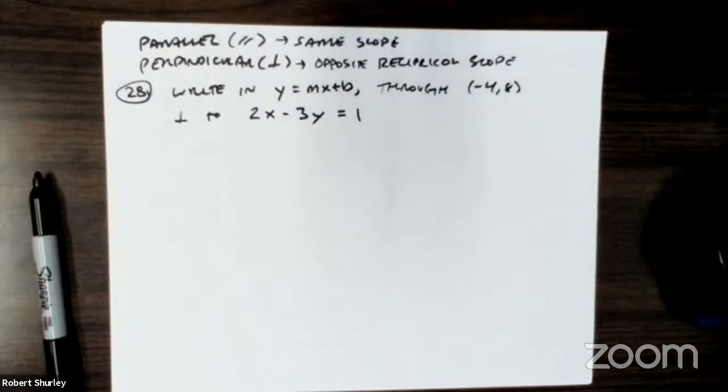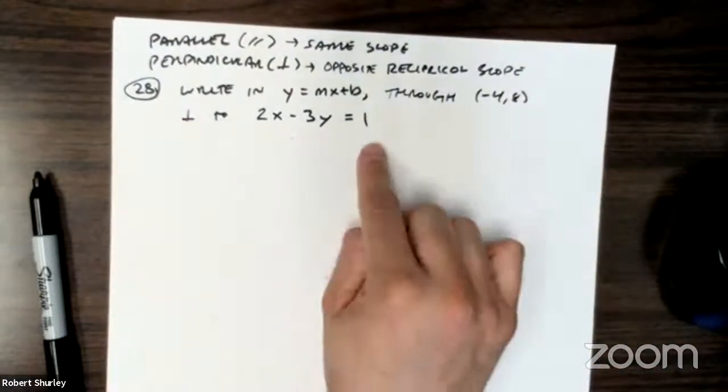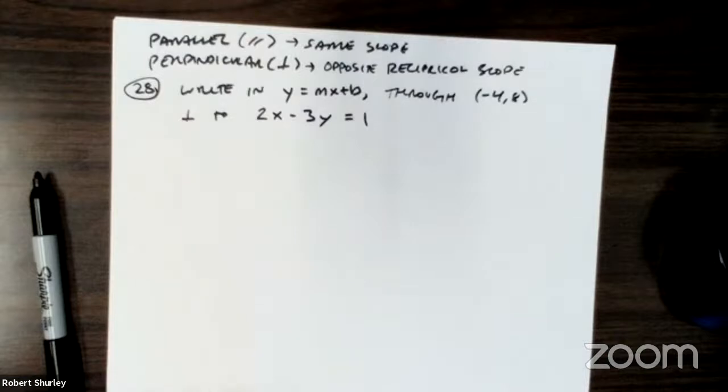So we want to write this in y equals mx plus b. We know it goes through this coordinate, and it's perpendicular to this line. Whew, there's a lot going on here. A lot going on. But I'll tell you, the first step's going to be the same. We want to find the point slope form of this line.